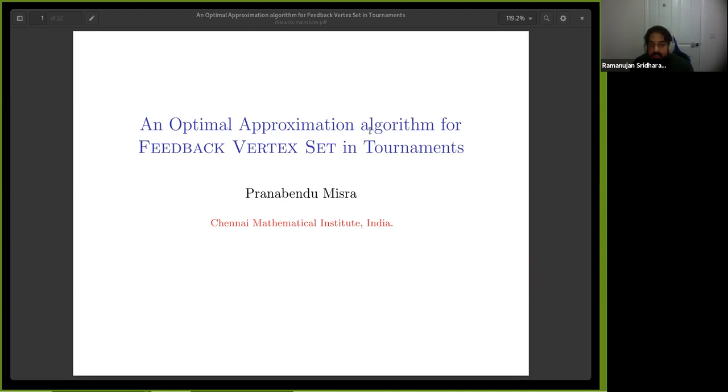So the first speaker of this term is Pranabendu Misra from the Chennai Mathematical Institute in India. Pranabendu completed his PhD from the Institute of Mathematical Sciences in Chennai in India, following which he was a postdoc at University of Bergen in Norway and MPI Saarbrücken. Pranabendu is a very versatile researcher with some exciting work spanning parameterized complexity, approximation algorithms, matroid theory, streaming algorithms, and more recently, algorithmic game theory. So we're very happy to have you here, Pranabendu. Also welcome to Warwick. And today, Pranabendu will be talking about an optimal approximation algorithm for feedback vertex set in tournaments. So Pranabendu, whenever you're ready, over to you.